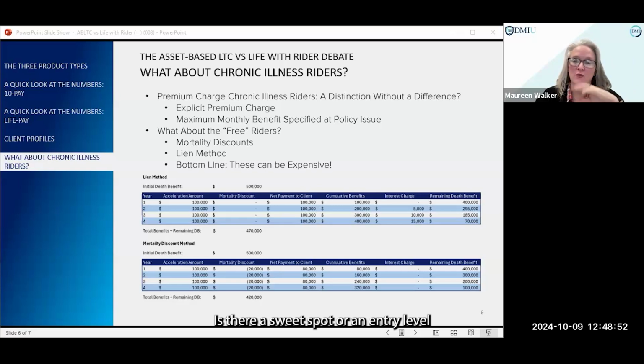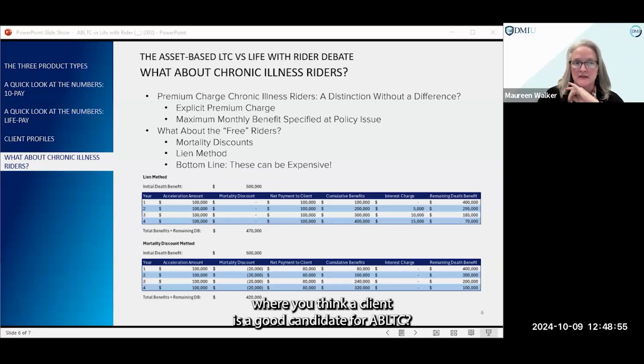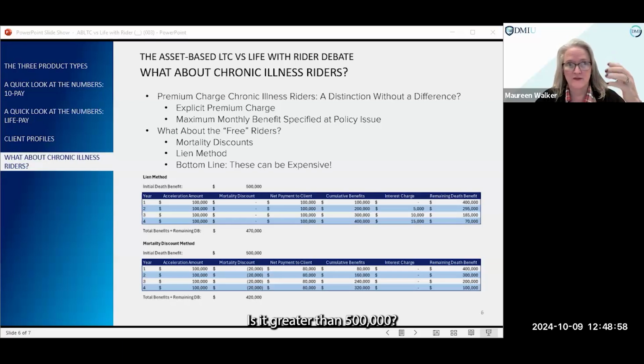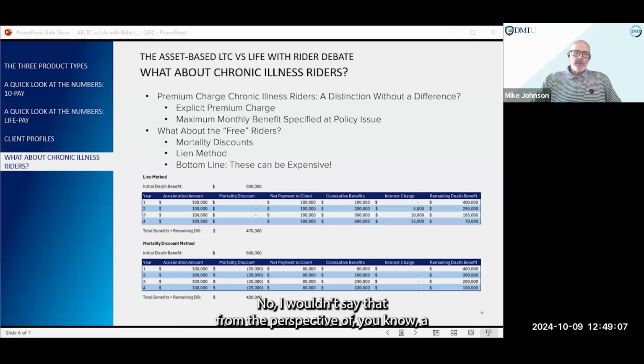Is there a sweet spot or an entry level where you think a client is a good candidate for ABLTC? Is it greater than $500,000? Is it less than $500,000? No, I wouldn't say that from the perspective of a certain amount. I view it from the perspective of the need. What can we potentially anticipate by way of a monthly long-term care benefit? I wouldn't say there's a sweet spot per se with a funding strategy. I view it from the perspective of what need we are looking to protect the most.